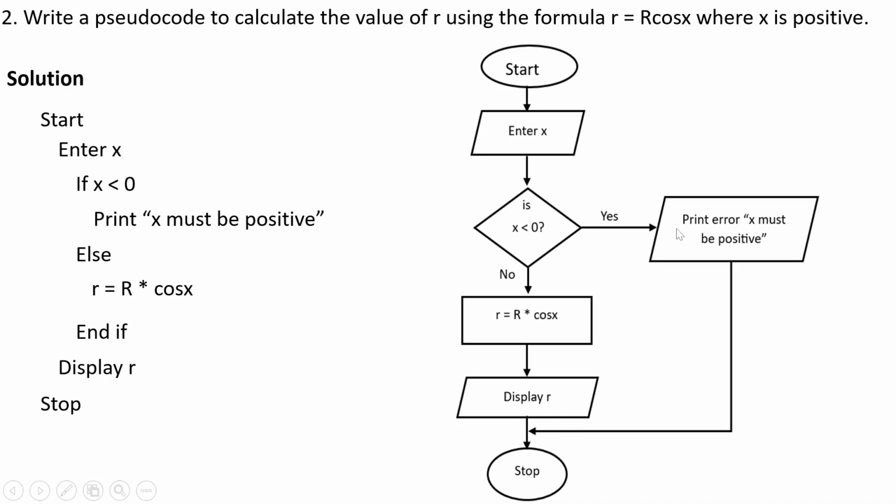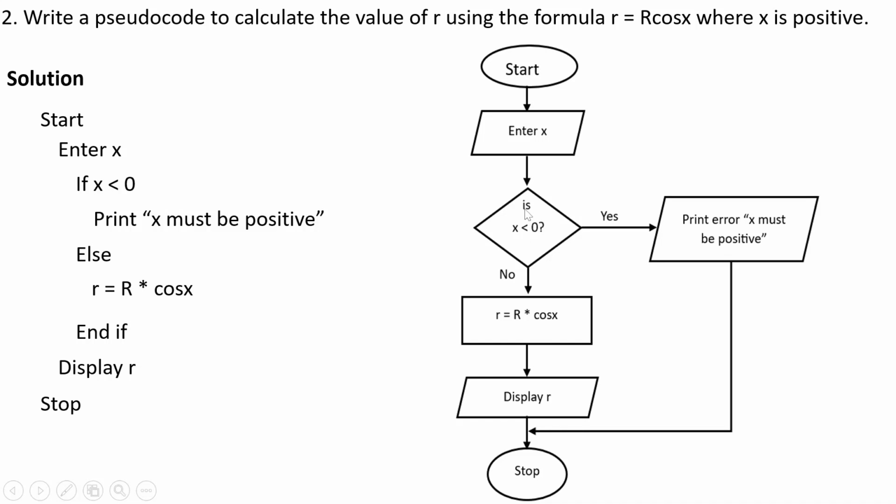So you have seen this has been connected to stop here. It means that if a person enters a value which is less than 0, the program will go straight to stop. It will not go ahead. It will just print x must be positive, and then it stops. It will not go ahead. That's what it will do.